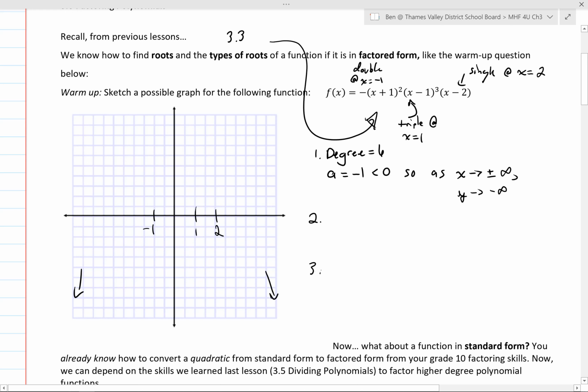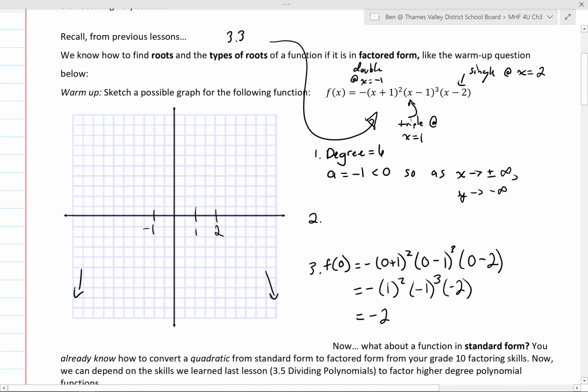Fantastic. And number 3, I can take a look and I can find, and you should be pretty comfortable doing this, I can find my y-intercept by setting x equal to 0. So I'm working with negative 0 plus 1 squared, 0 minus 1 cubed, 0 minus 2. I can multiply those together. That is -1 squared times -1 cubed times -2. And I'm working with here, let me see, I should end up with -2. Okay, so there is my y-intercept.